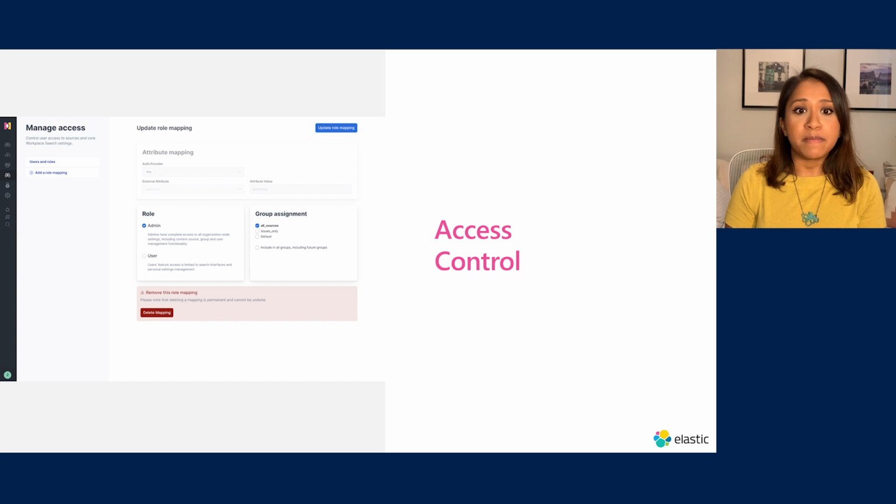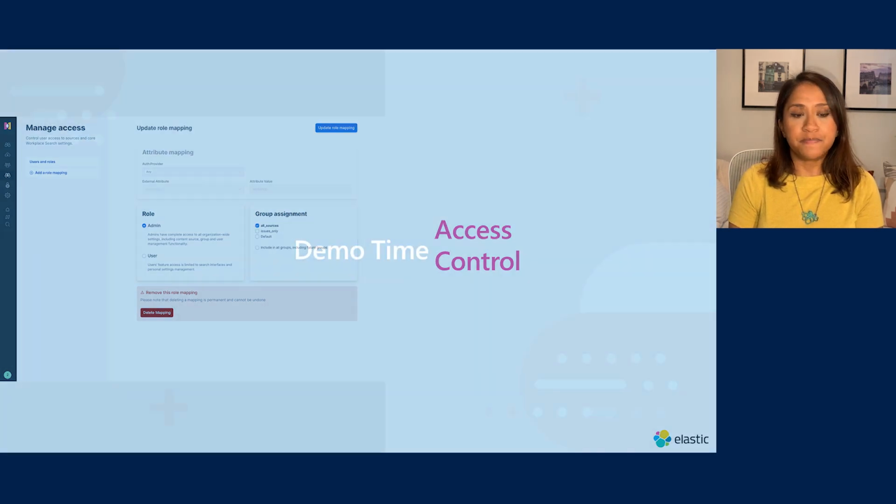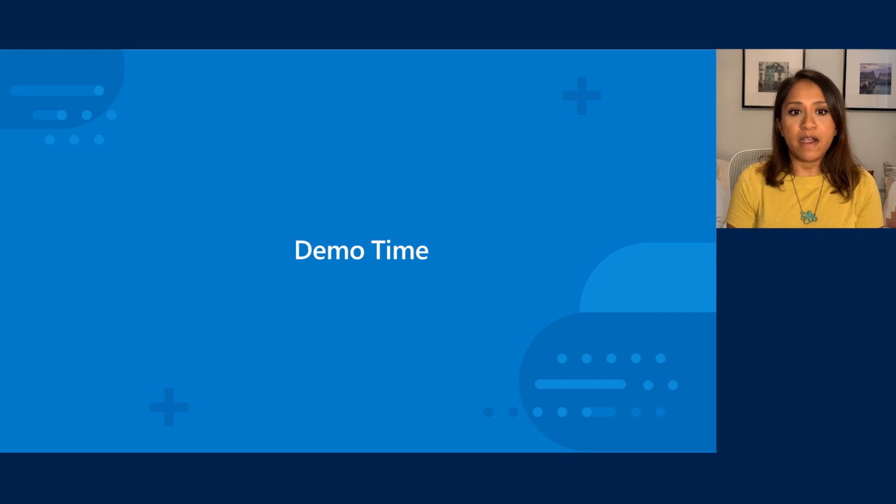Workplace Search also enables access control through group and role-based access. So you can choose between managing the users directly in Workplace Search, you can manage them at the Elastic layer, or you can use a third-party authentication provider like Auth0 or Okta and manage access control via SAML. Now that I've gone through a bit about what Workplace Search is and what features it has, I'm going to do a quick demo to take you through the user and admin interfaces and show you Workplace Search in action.